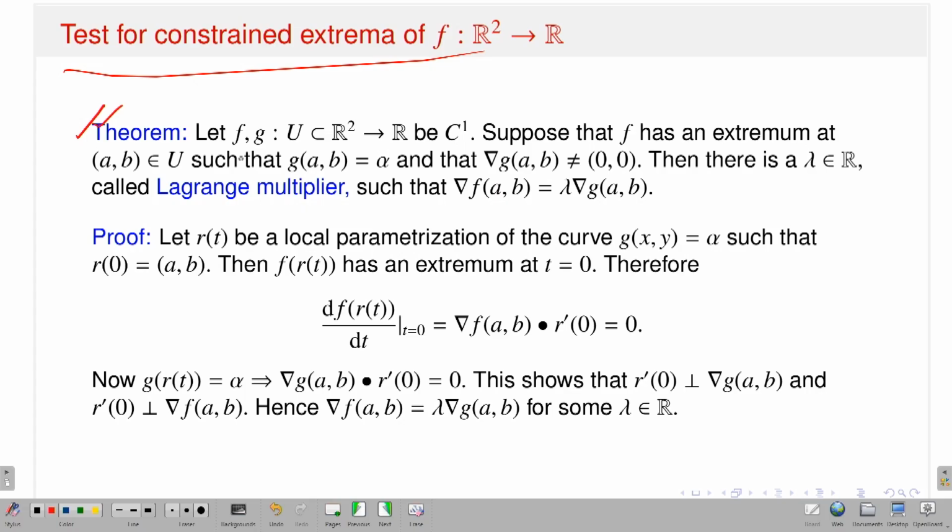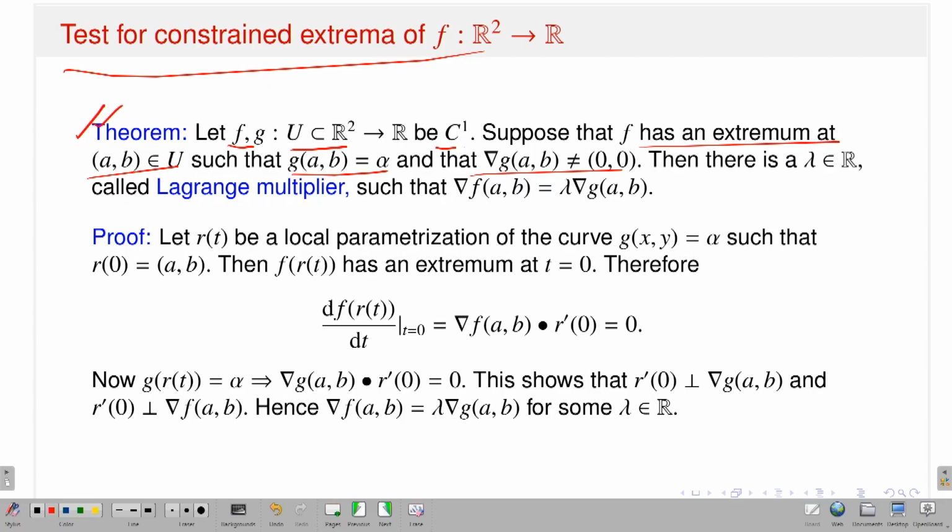It says that if I have functions f and g defined on some set U, a subset of R2, to R, that are C1. C1, I have already discussed in my earlier lecture. C1 means once continuously differentiable, that means the derivative exists and the derivative is also continuous. So look at the statement of the theorem. Suppose that f has an extremum at the point (a, b) in U such that g of (a, b) is the value alpha, along with the fact that the gradient of g at the point (a, b) is non-zero.